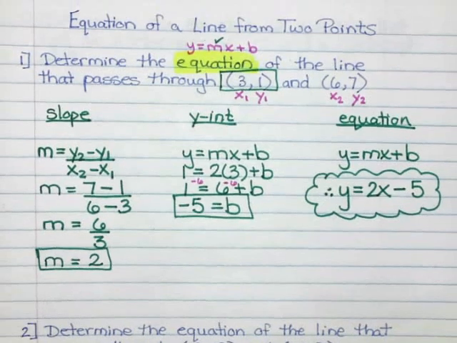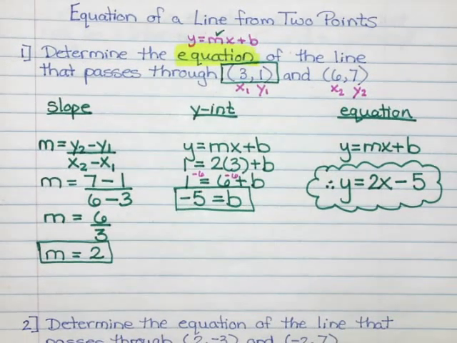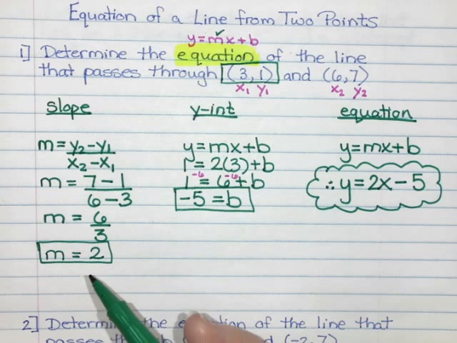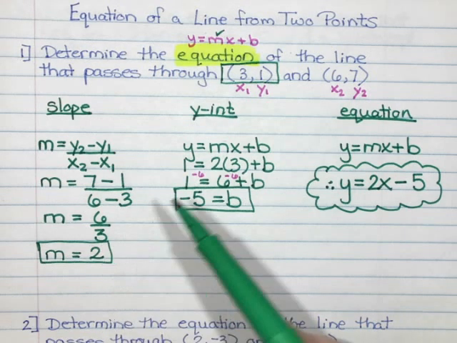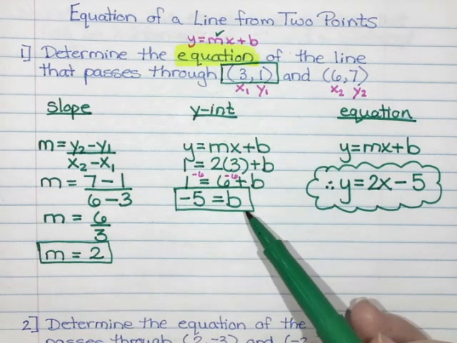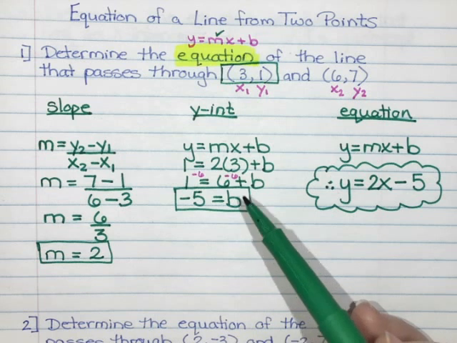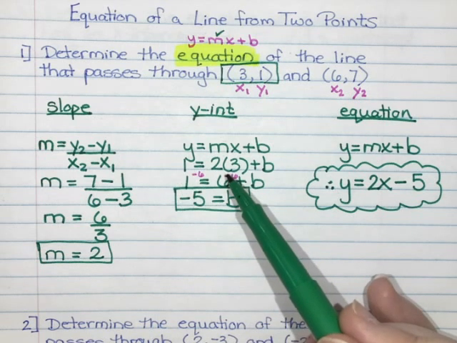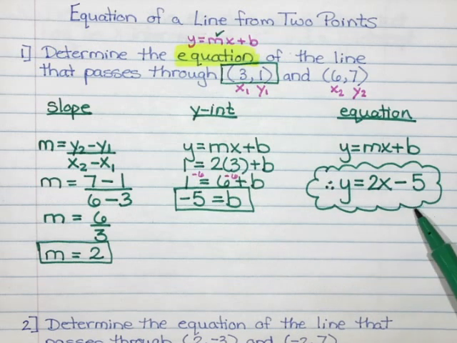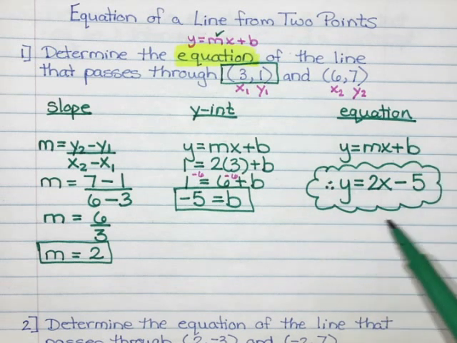And that's how you find an equation from 2 points. So you have to find the slope first using our slope formula. Then you take that and calculate your y-intercept using y equals mx plus b. So using one of the points and the slope that you just calculated. And then to get your final answer, you just write everything inside your equation.